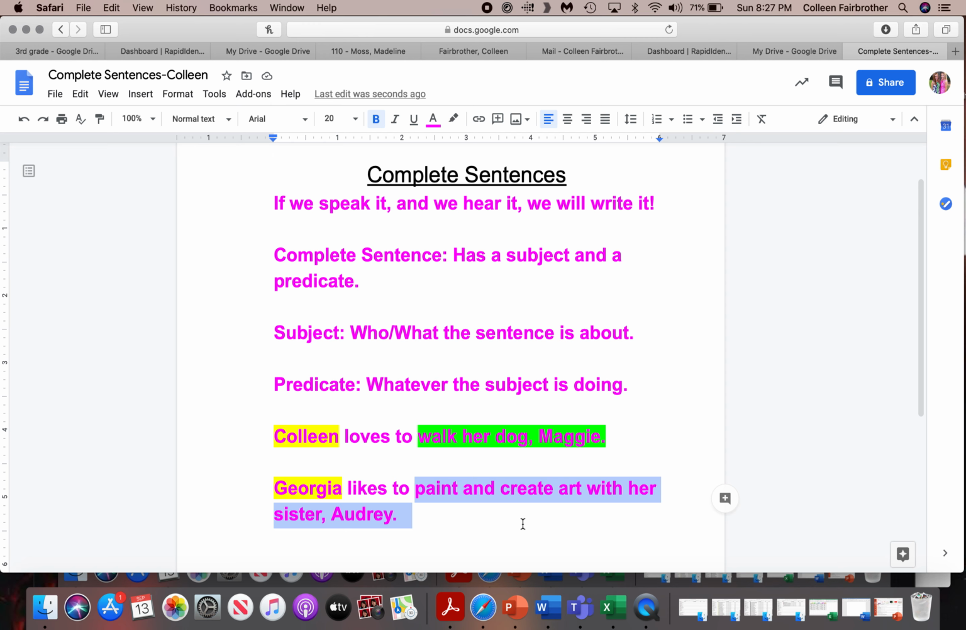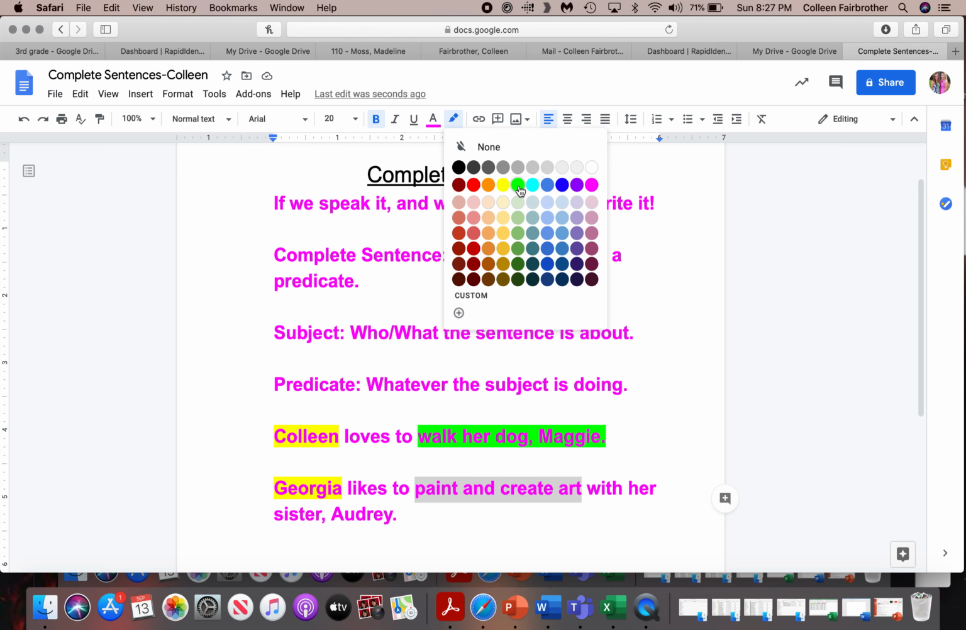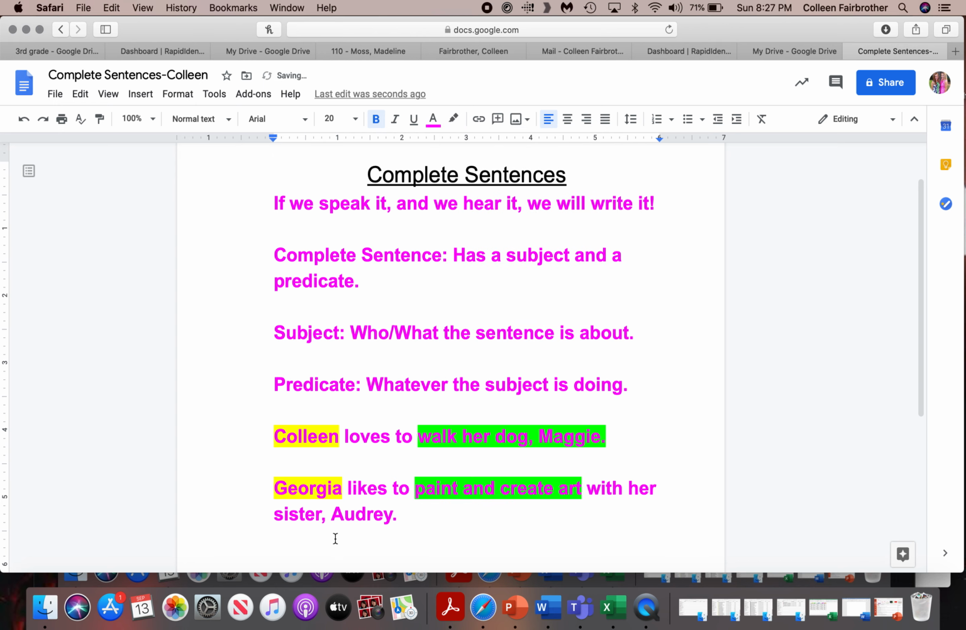I like to also call this a fragment. This part of the sentence is a fragment, meaning it's not the whole sentence. It's not a complete sentence, just part of it. But the actual predicate, all she's doing, because our subject, of course, is Georgia, all she's doing is painting and creating art. But again, you could highlight the whole sentence, but I like to just keep it nice and simple. So I'm going to go ahead and highlight that predicate. Because Georgia, our subject, what she's doing is she's painting and creating with her sister Audrey.